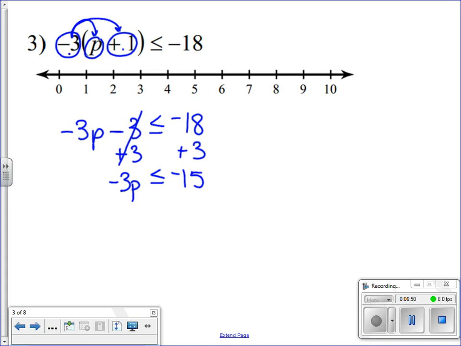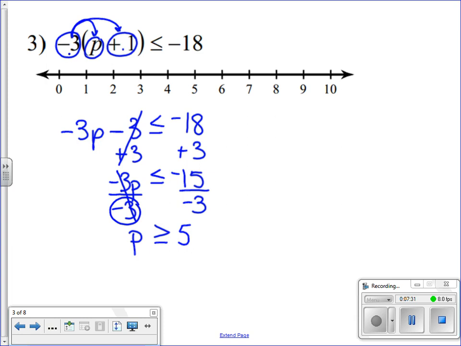All right, I'm going to now divide both sides by a negative 3. Remember, we kept talking about this. If we are multiplying or dividing by a negative number, we have to switch our sign. So now we are actually dividing by a negative number. This cancels out. P is now going to be greater than or equal, because I have to switch the sign since I divided by a negative 3 right here. P is now greater than or equal to positive 5, because a negative divided by a negative is a positive.